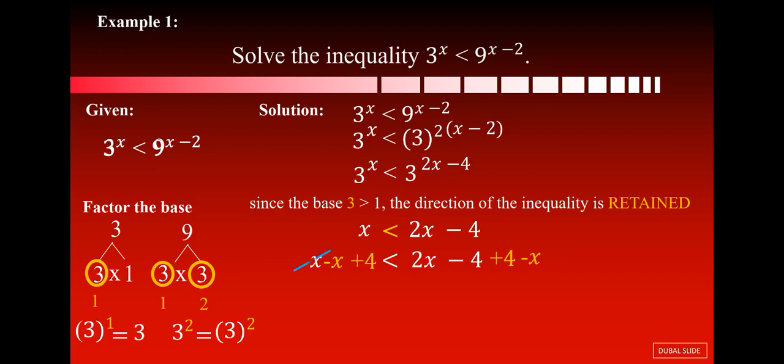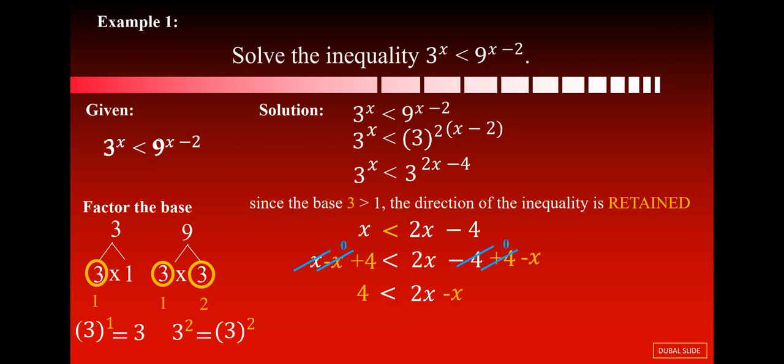So to compute, x minus x is equal to 0. Negative 4 plus 4 is equal to 0. So the remaining value is 4. Copy the inequality symbol, copy the 2x, and copy the negative x.